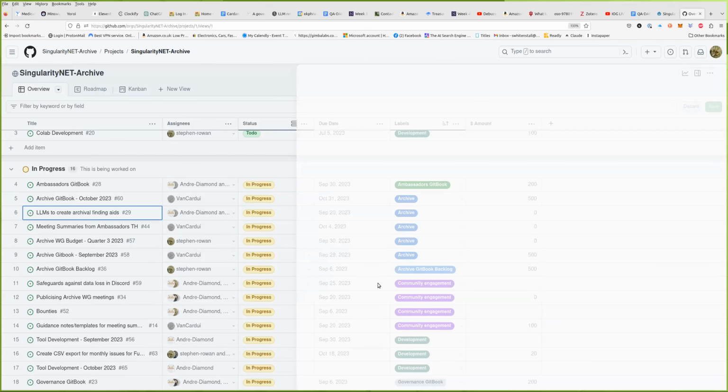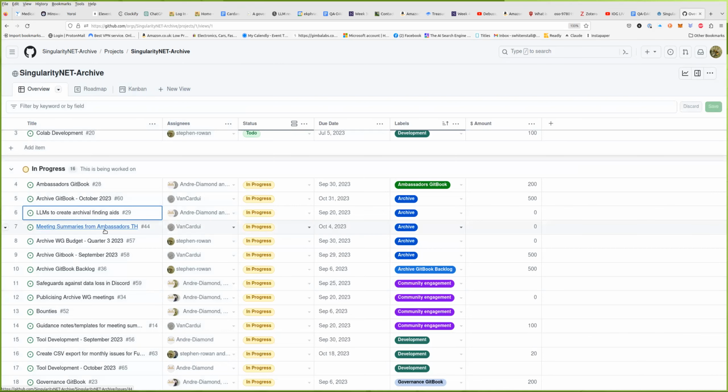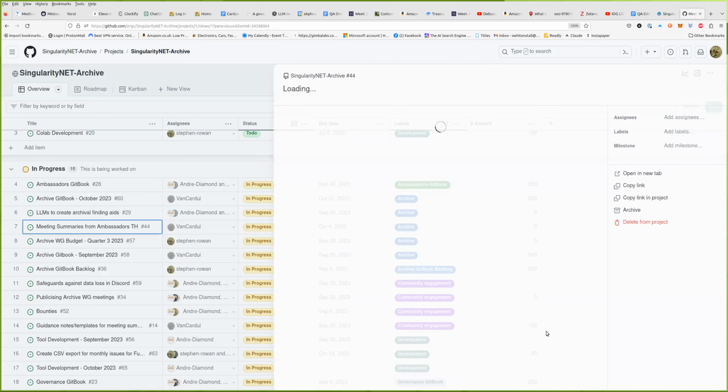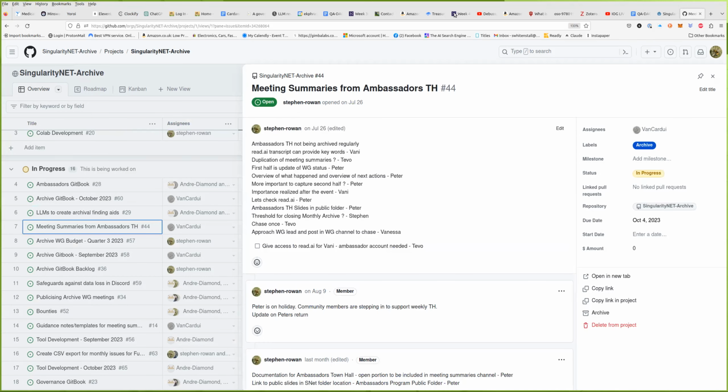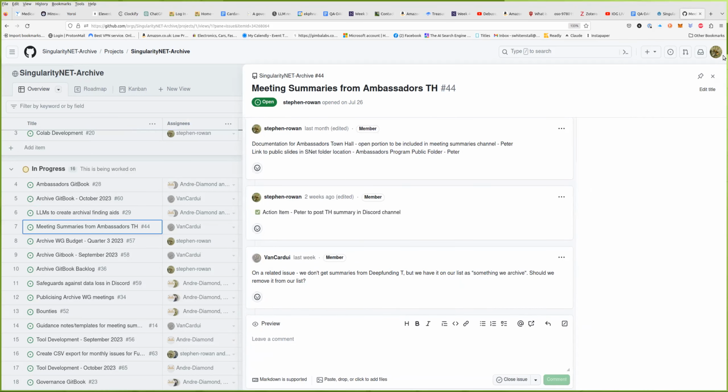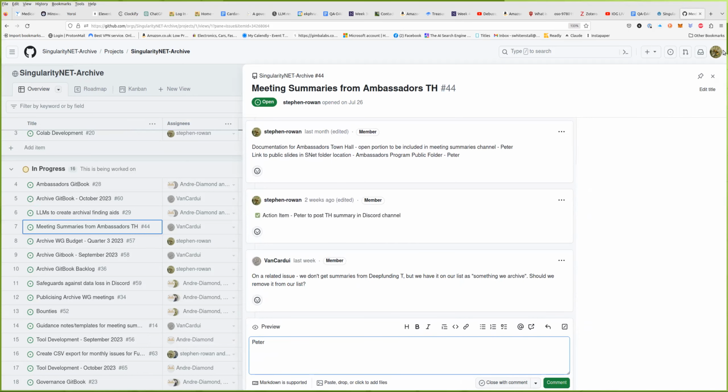Okay, moving on to meeting summaries from Ambassador's Town Hall. I just got a message from Peter to say that he can't make this meeting. But he did already post a summary for yesterday's Ambassador's Town Hall, although the week before that is missing, so I'll ask him about that. It's happening, and I wonder if we can close this issue now. Okay, so Peter is now posting summaries.